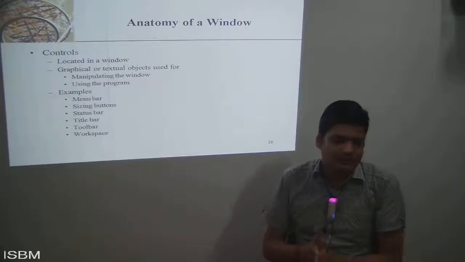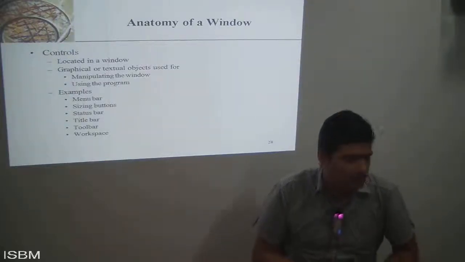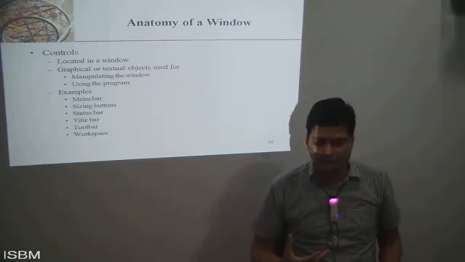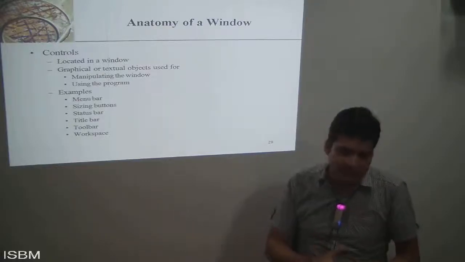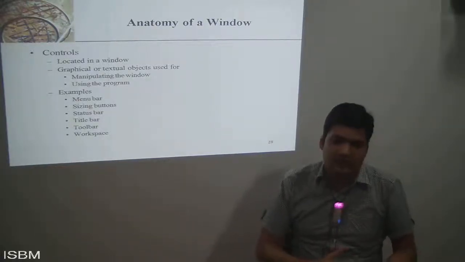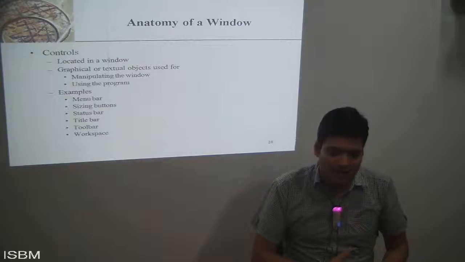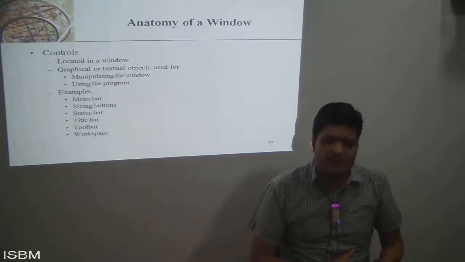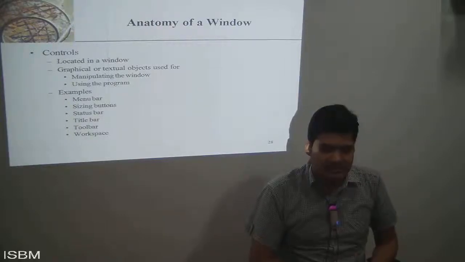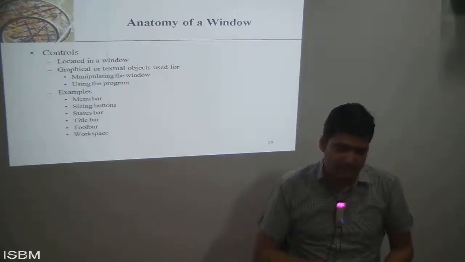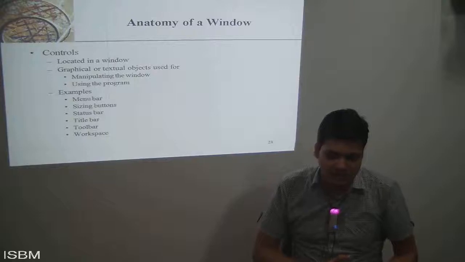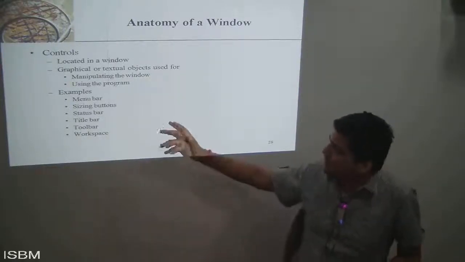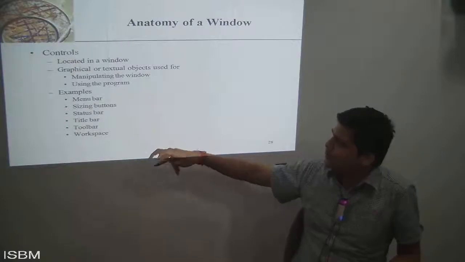Next is Windows control, anatomy of window control. How will we do the control over there? Located in a window, graphical and textual objects are used for manipulating the window using the program. There are examples like menu bar, sizing buttons, status bar, title bar, toolbar, and workspace, where we do different kinds of work, manipulating the window using the program.